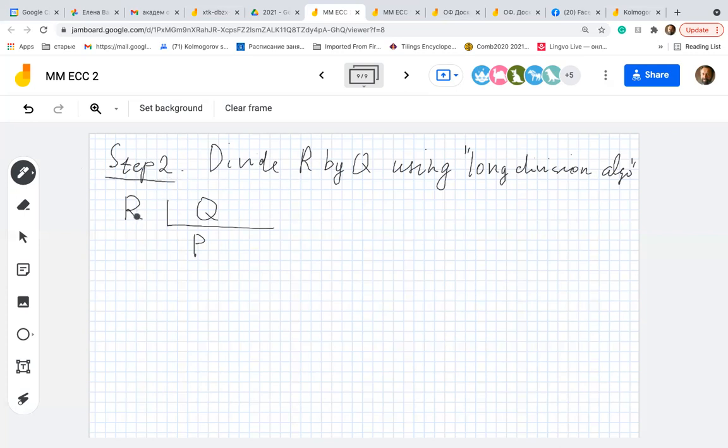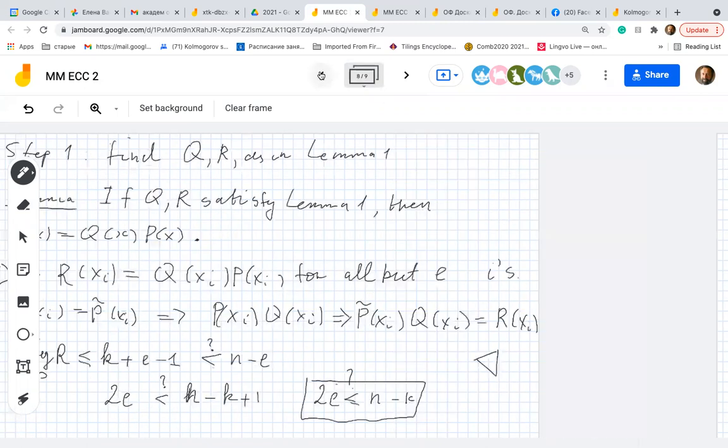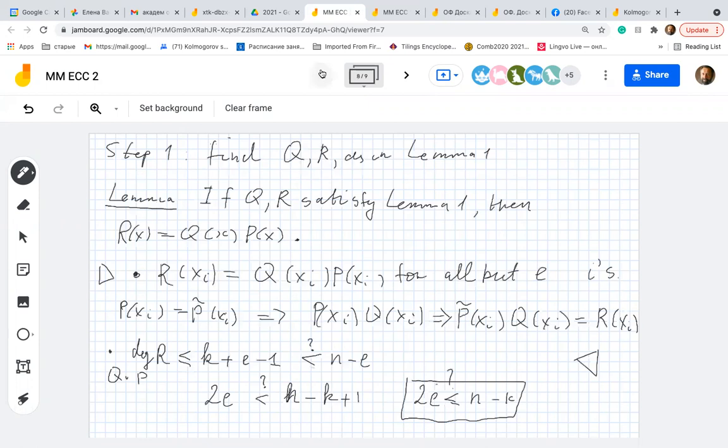So the long division algorithm works again in linear time, assuming that the operations in our field don't cost anything, so they are performed in unit time. And so this concludes our algorithm. We have designed a very efficient algorithm to decode the Reed-Solomon code from as many errors as it corrects.